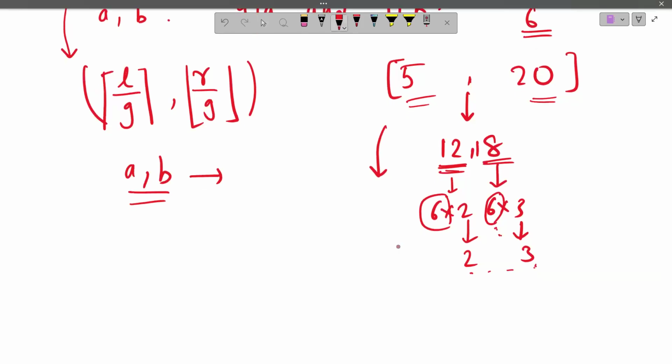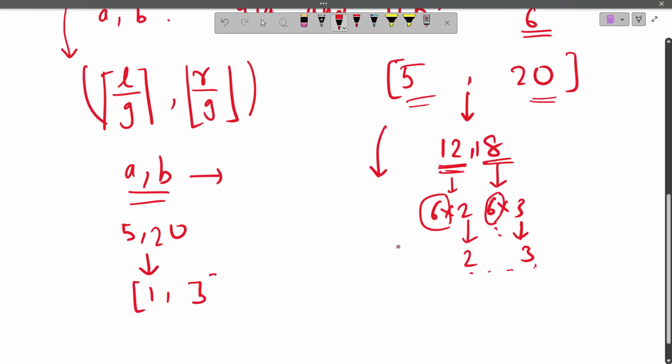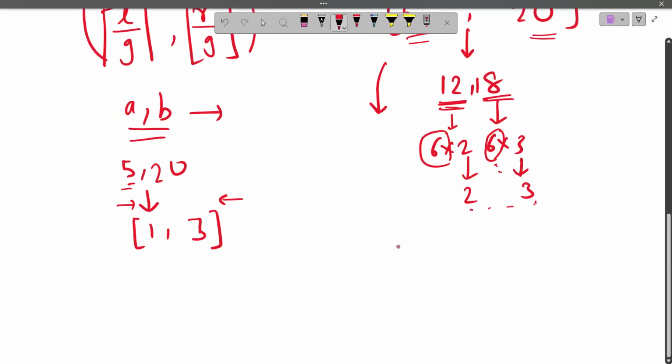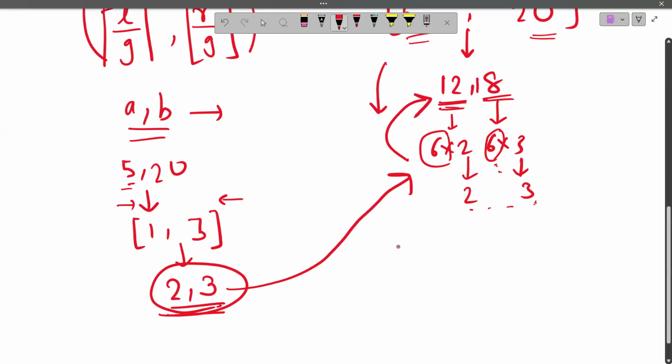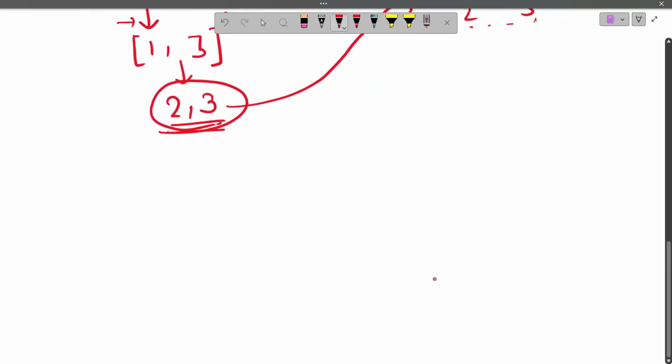So I basically scaled this problem down. If I had a range 5 to 20, I basically converted it to a range 1 to 3. I divided 20 by 6 and took the floor value, because I have to take values within the range. And I divided 5 by 6 and took the ceil value, because I need a range within the original. And here I have to find two values, say 2 and 3, such that they're co-prime. Because if you get two co-prime values like 2 and 3, you can just multiply them with 6 and get the original values back. So that was my initial idea: scale the problem down and solve it.